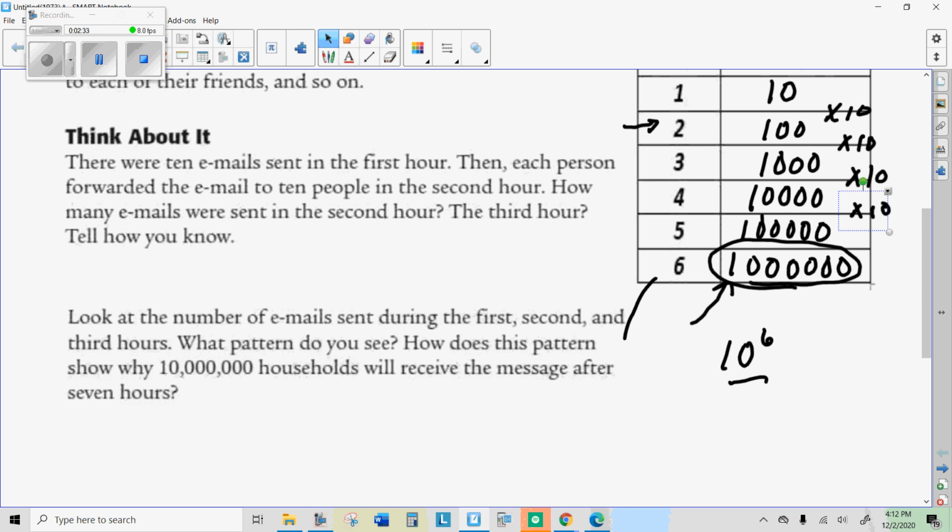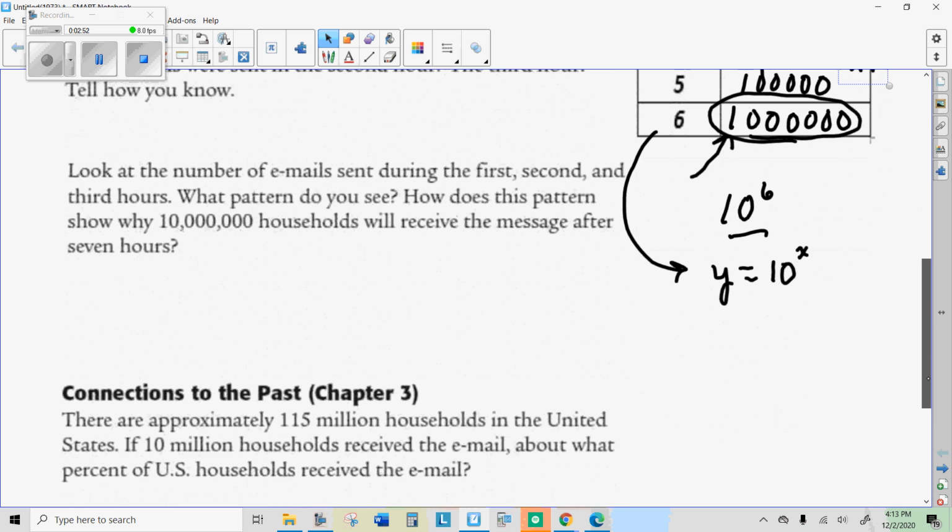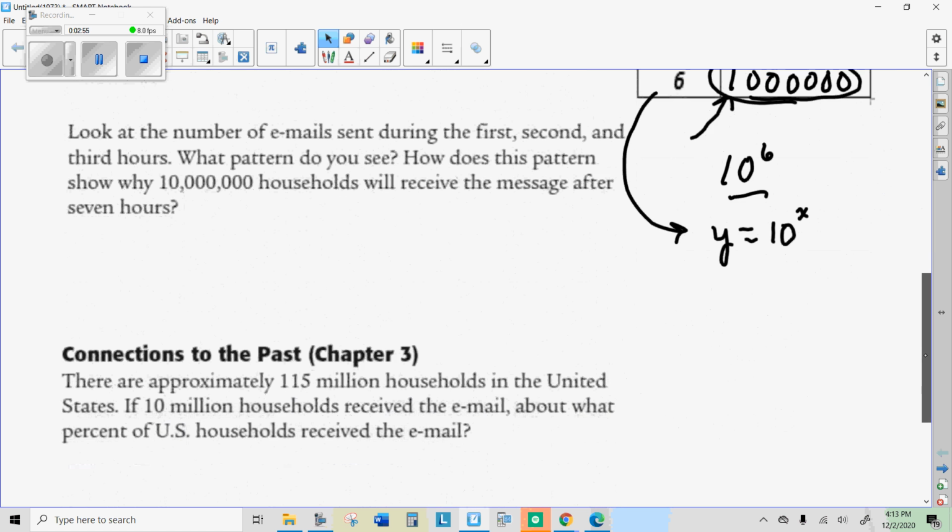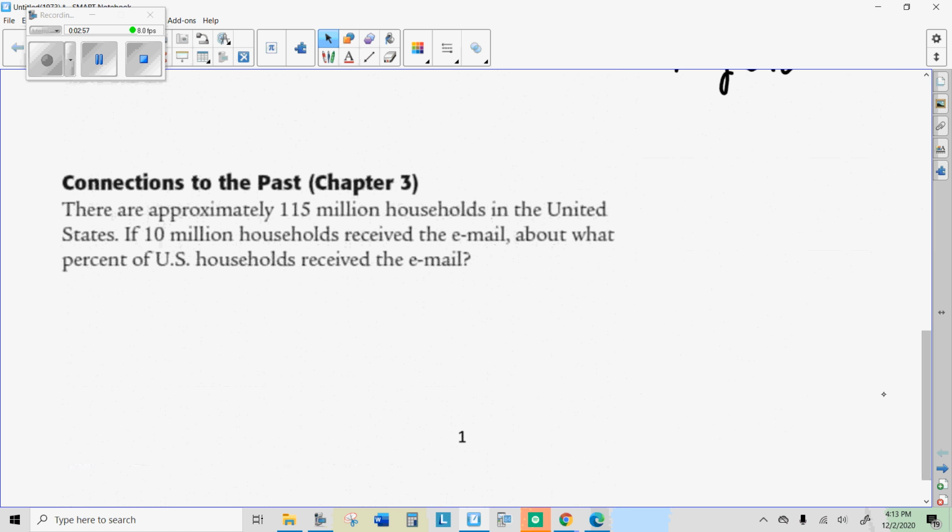Actually, if you wanted to write the equation for this, and we're going to do this more later, to get the output, which is how many emails, y, you would just take 10 to however many hours, which we'll use as x, the input, to get the number. And that's because we're continually multiplying by 10. I think I'm going to just skip this question. If you want to do that, go ahead.